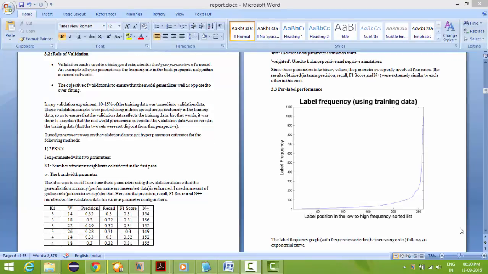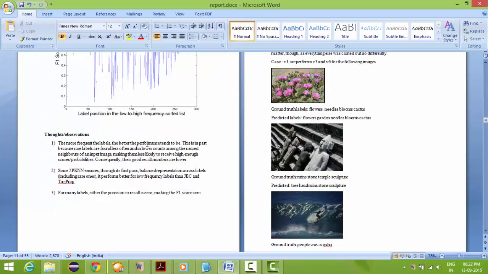Here is the label frequency graph, which follows an exponential curve. Here are a couple of comments about the results. The more frequent the labels, the better the performance tends to be. This is partly because rare labels are found less often and in lower counts among the nearest neighbors of an input image. This makes them less likely to receive high enough scores. Consequently, their recall numbers are lower.